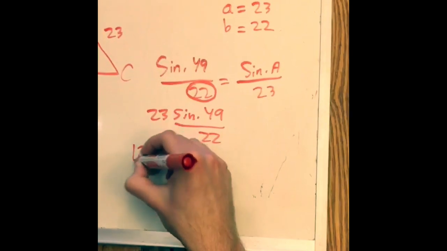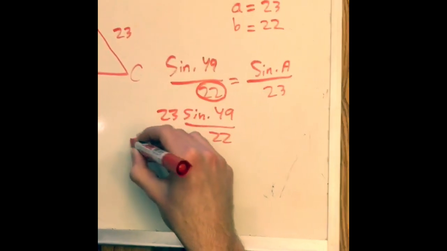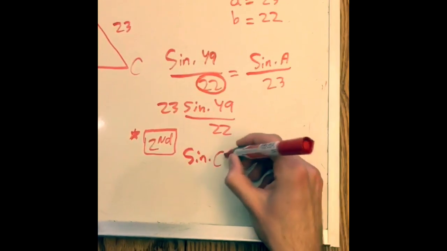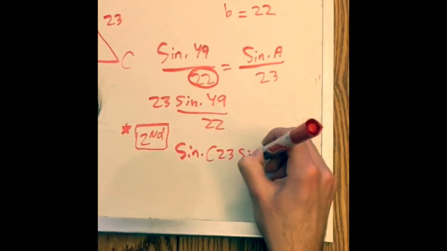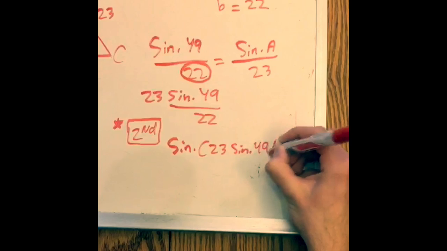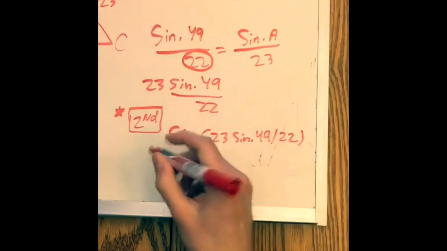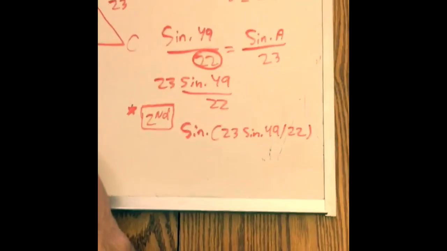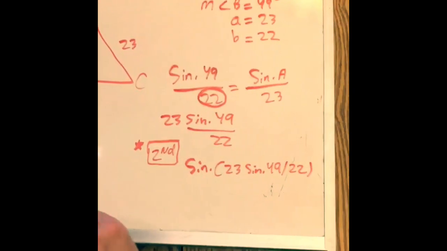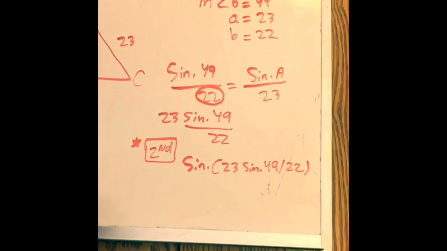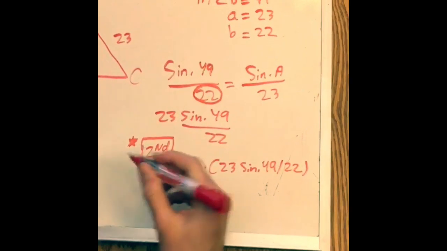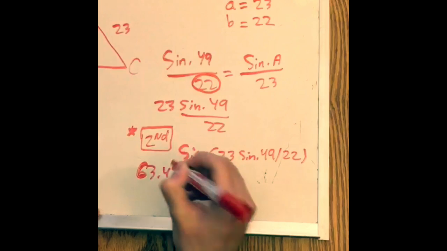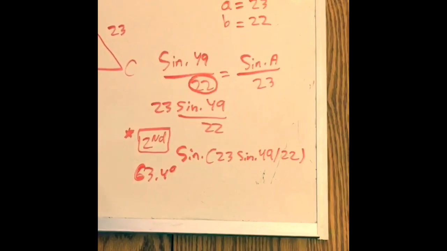Second step, plug it into your calculator. When you do this, hit sin inverse. Now actually plug it in: sin 49 divided by 22. Alright, now I have to do that for you right now. 63.3. 63.4, my bad, is angle A. Alright.